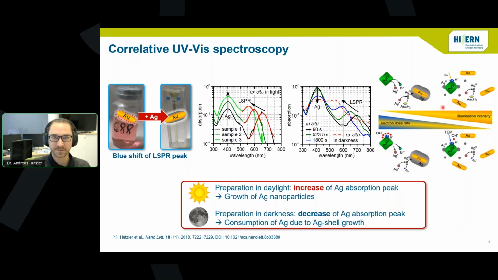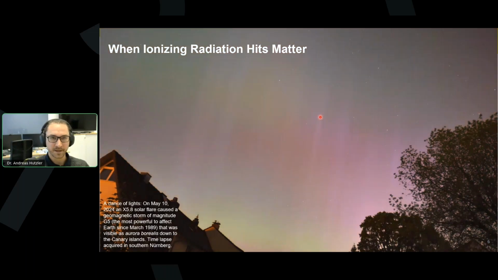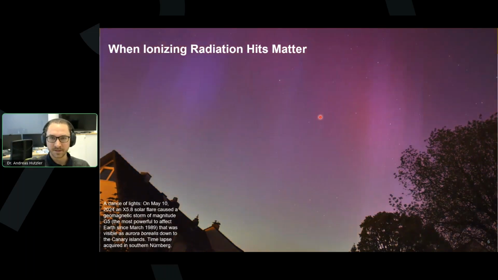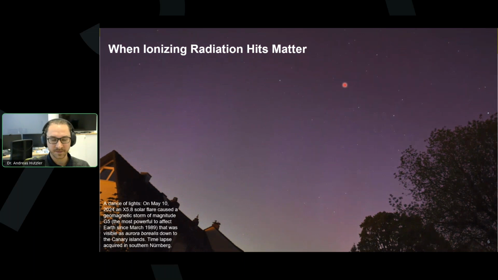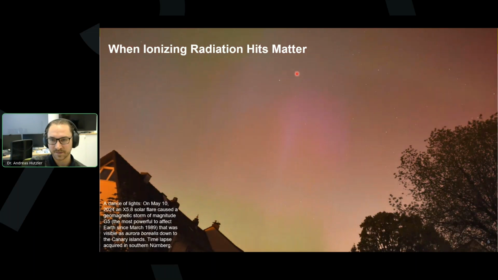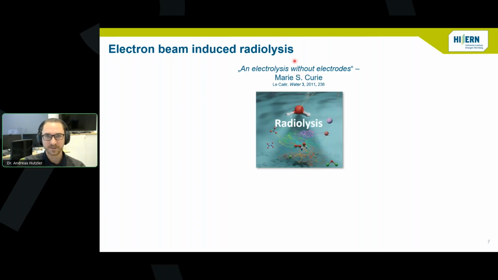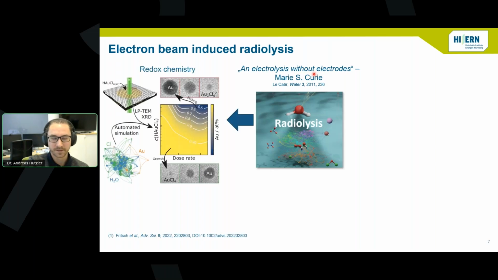And the reason for that is the influence of ionizing radiation. You can nicely see what happens when ionizing radiation hits matter. Here we have this gaseous atmosphere at roughly 100 kilometers height, and we can already see that there is an effect: we have an excitation of molecules to radiate. And we have a very similar process in liquid phase EM. We call this process radiolysis, and that was already described by Marie Curie as an electrolysis without electrodes. And this will surely influence our observation.